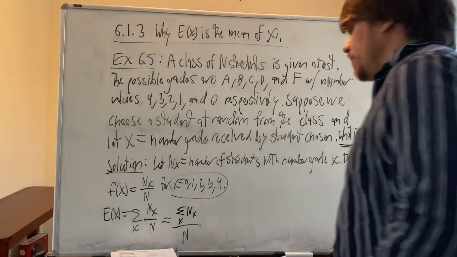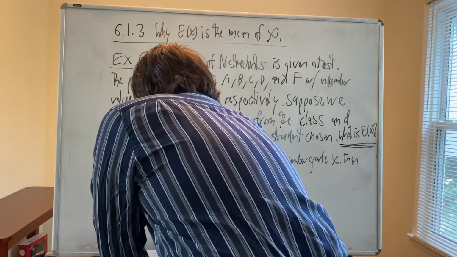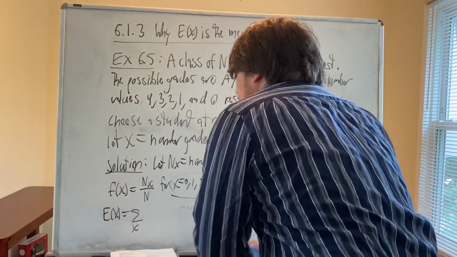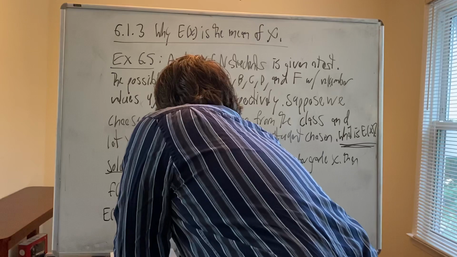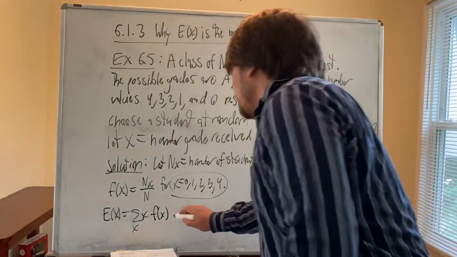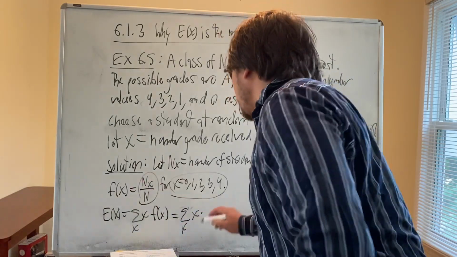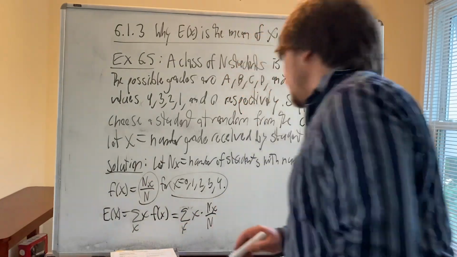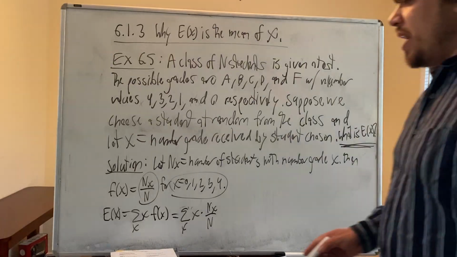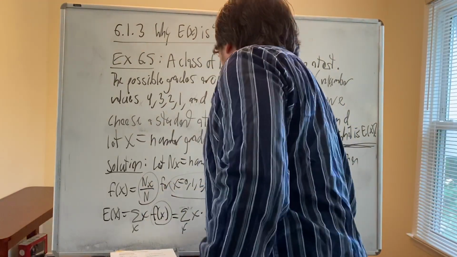Oh, wait, sorry. Oh, well, I just forgot something. Okay, this is x times f of x. So since it's x times f of x, it's the sum over x of x times f of x, which is n sub x over n. Okay. So little f of x is this, right here.